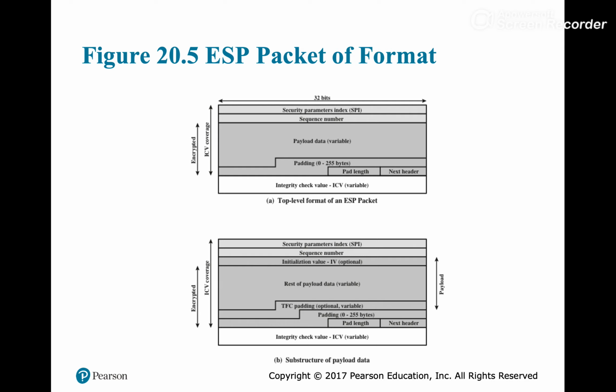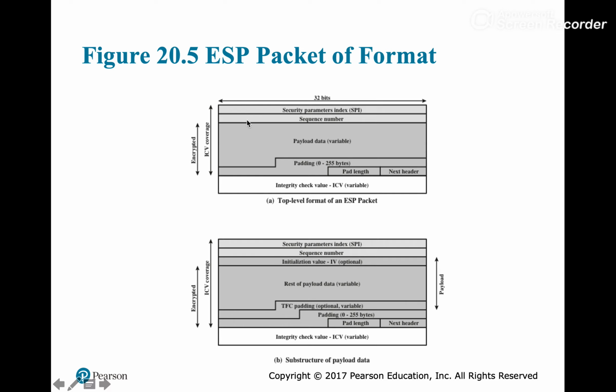From this slide onward, the figure we have here shows the top-level format for an ESP packet. Let's look at the fields present in an ESP packet. The first field is the SPI, which is 32 bits long and is used to uniquely identify a security association.